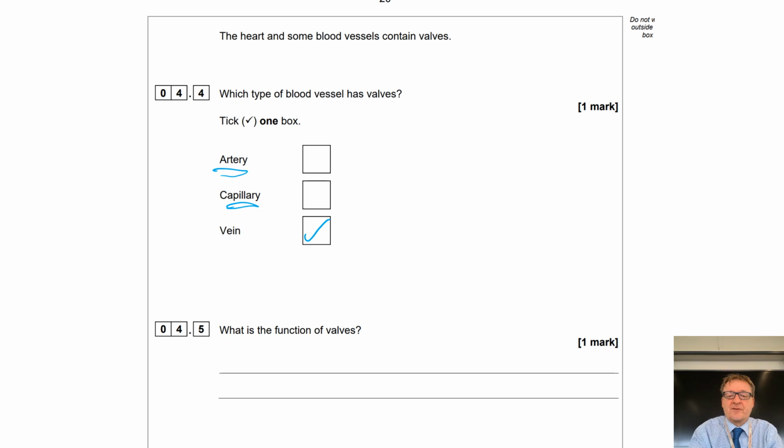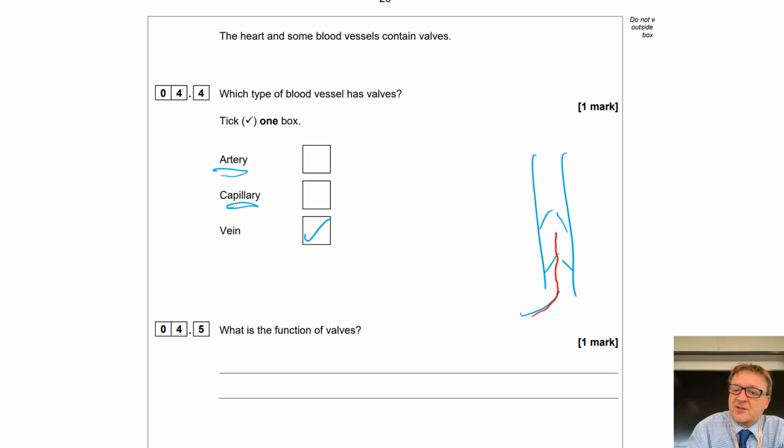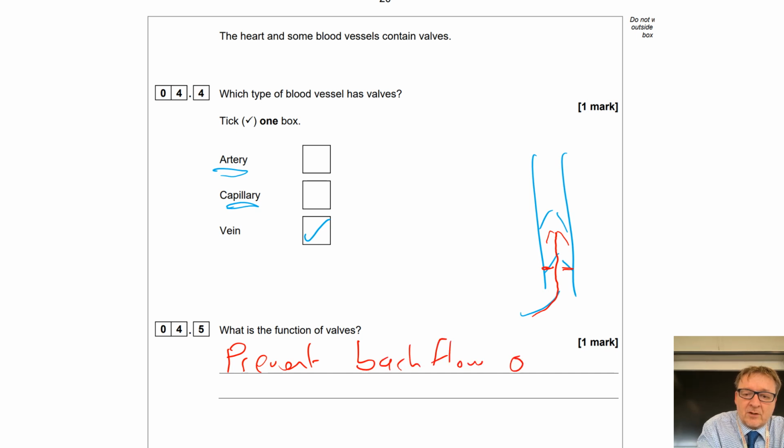What is the function of a valve? Let's say that's your leg, that's a vein in your leg. You have to look at little pocket valves. When the blood goes up, it doesn't have quite enough energy and force to get back. So it kind of drops down, and the little valves flatten out to stop the blood going back down. So the function of a valve is to prevent backflow of blood.